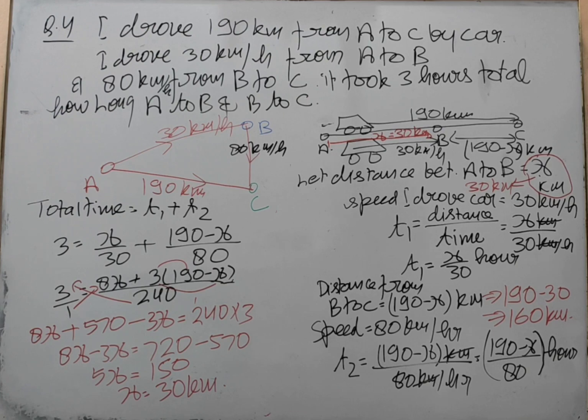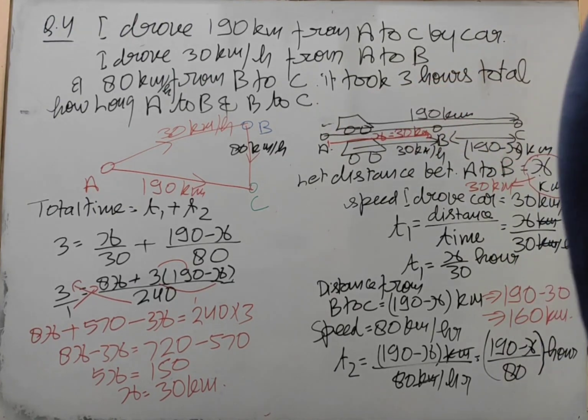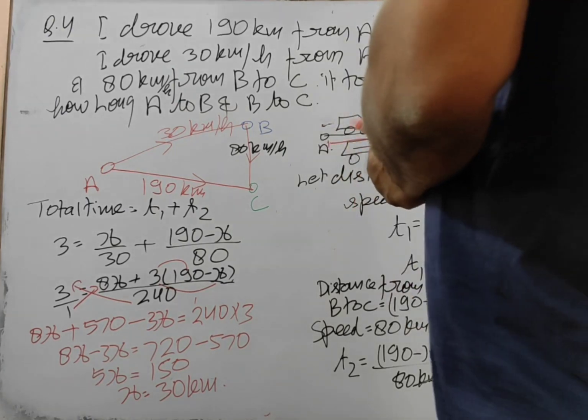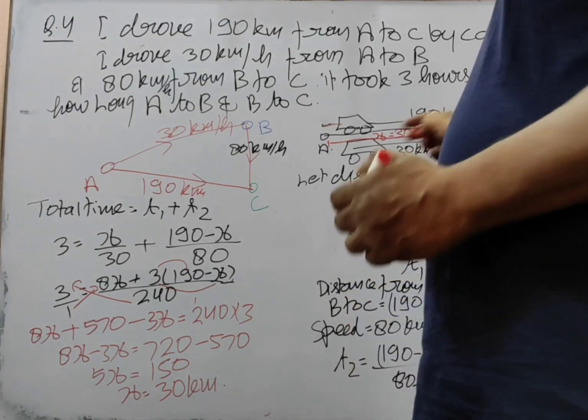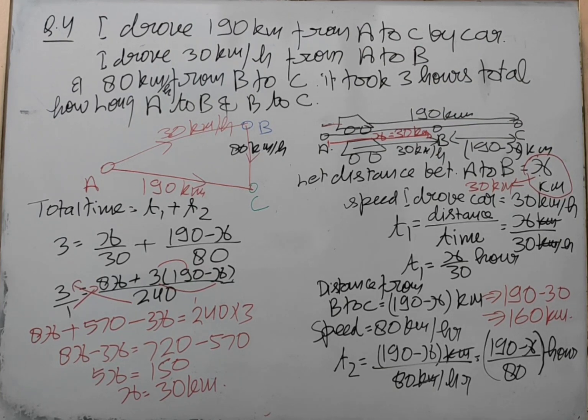You understand, I hope? So we will solve this question with the thought process that A, B, C are in a line. They are saying the total distance between A to C is 190. That is the total distance between the 2 points. And between A and C there is a point B. And after that we will solve this.